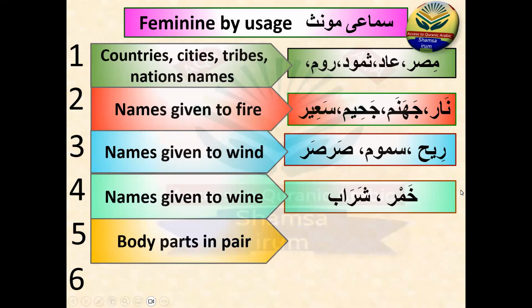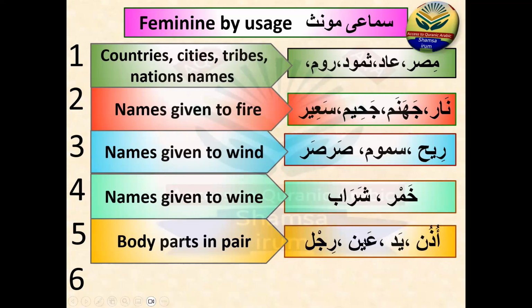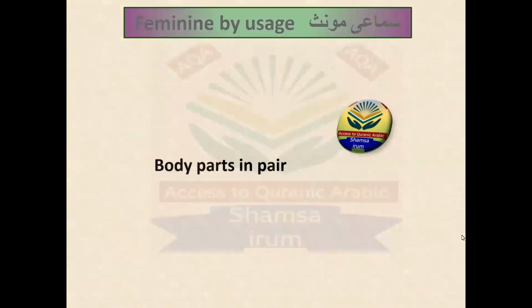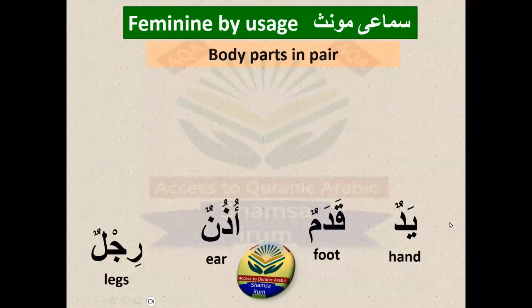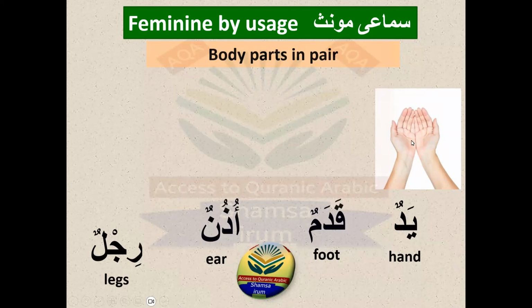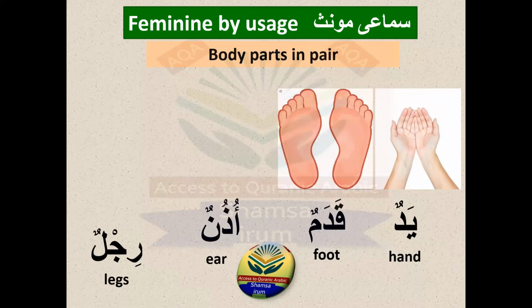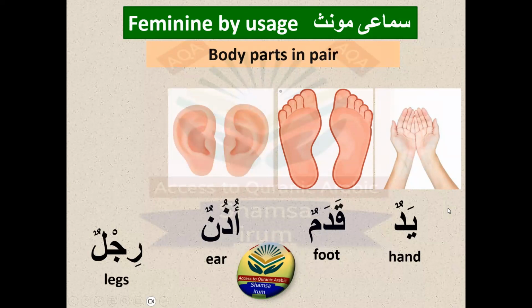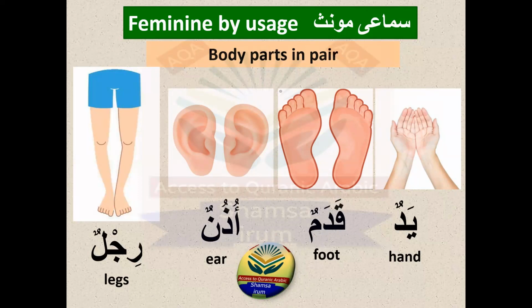Body parts in pairs: any body parts which are in pair, like udhun, yad, ayn, rijl. I will show you all of these with pictures. Yad means hand, because there are 2. Any body part which is in pair will come in the feminine category. Qadam, foot, because they are in pair, so feminine. Udhun, ear, also feminine. Legs, rijl, also feminine.